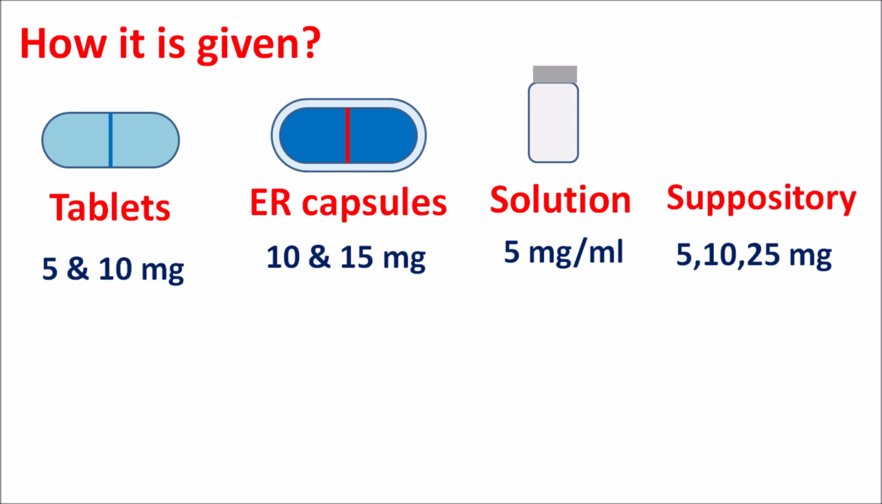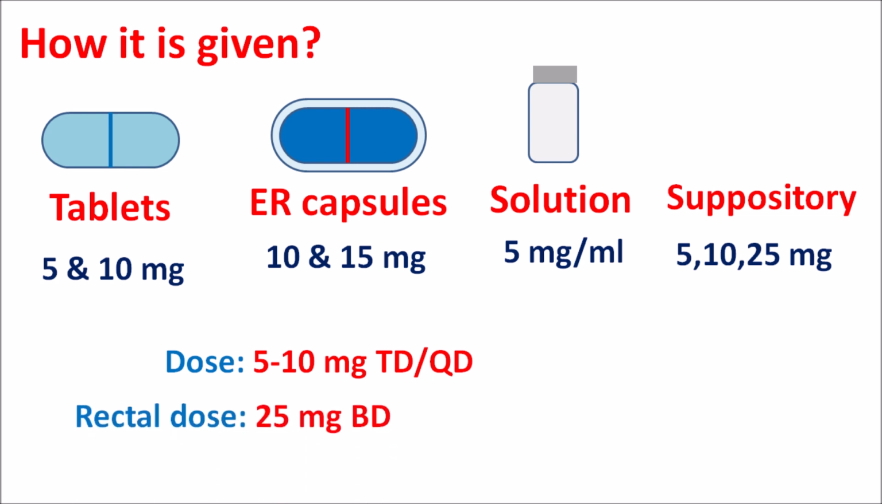As a tablet, the dose of the drug is variable from 5 to 10 mg, given thrice or 4 times daily. Even the IV solution is given at a dose of 5 to 10 mg to control the nausea and vomiting. And the rectal dose of this drug is 25 mg given twice daily to control the nausea and vomiting.